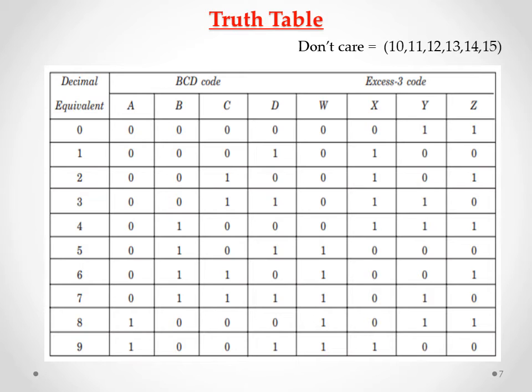This is the truth table for the BCD to Excess-3 code converter. The BCD inputs are represented as A, B, C, D, and the Excess-3 outputs are represented as W, X, Y and Z. Now the BCD is a 4-bit code and it can be represented from 0 to 9 combinations. In the BCD, 10 to 15 combinations are considered as don't care. These don't care combinations are used in the K-map to simplify the expressions.